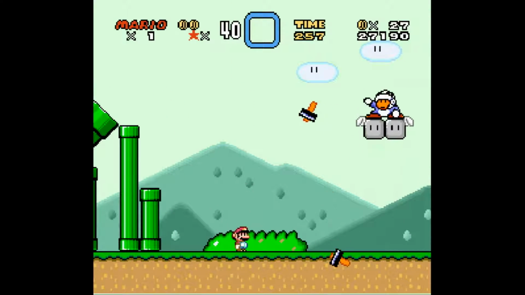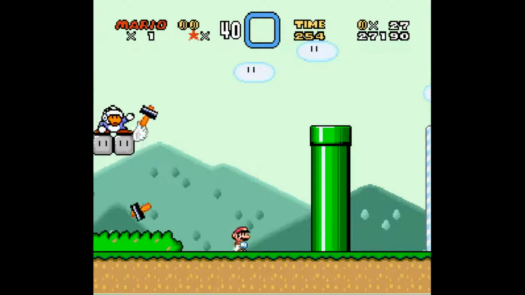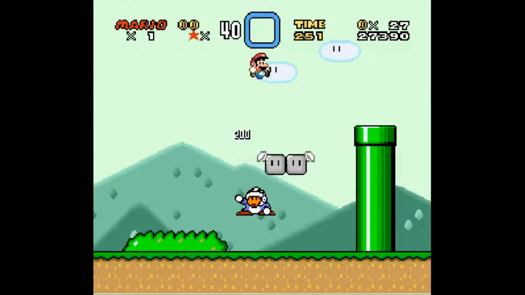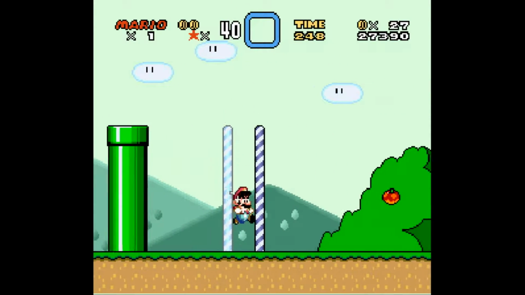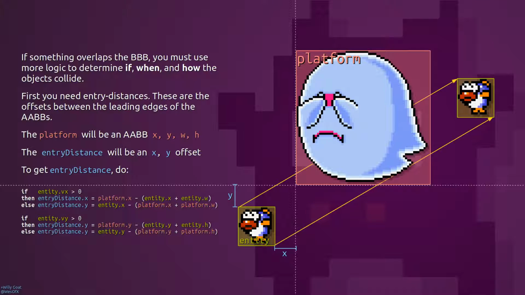If something overlaps the broad phase bounding box, you must do more logic to determine if, when, and how the objects collide. First, you need to get the entry distances. These are the offsets between the leading edges of the bounding boxes.